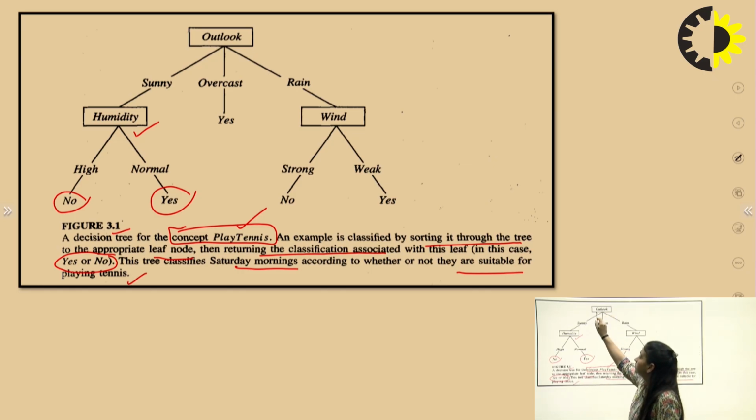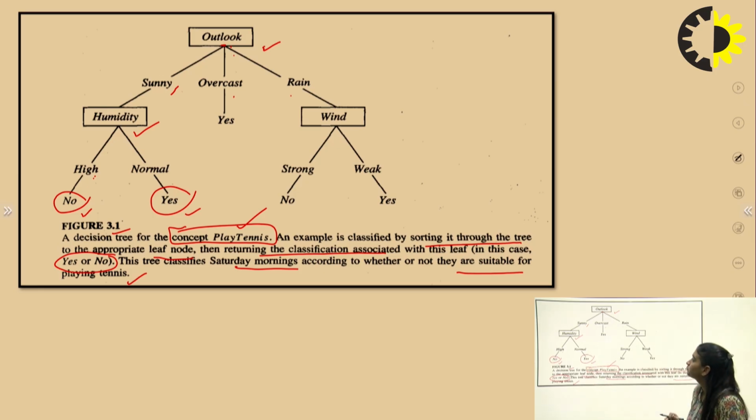So if the outlook is sunny, or the outlook can be overcast, or the outlook can be rain. So we are testing that if the outlook is sunny and humidity is high, then the person will not play. If outlook is sunny and humidity is normal, then he will play. So this is how we read it.